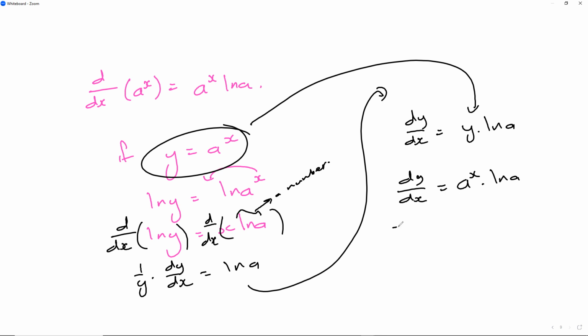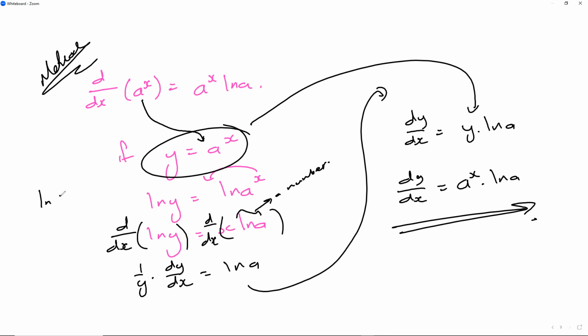Okay. And that's the best way to solve it. Okay, so this is the method to use. So what did I do? I took whatever's in the bracket, I made it equal to y. I ln both sides. And after I did that, I differentiated both sides with respect to x using implicit differentiation. And then I made dy/dx the subject of the formula.